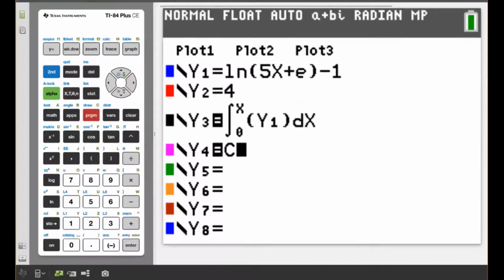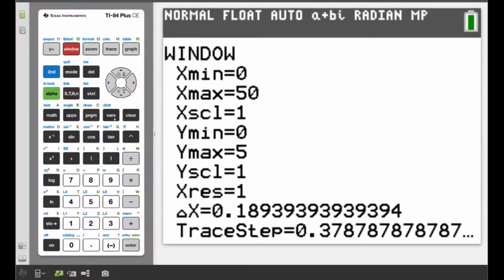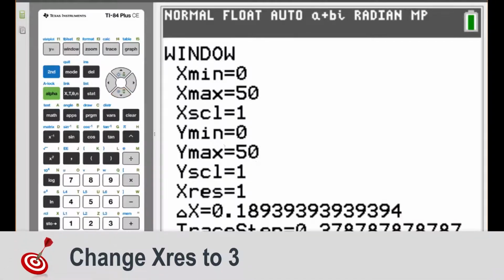Now, you are going to have to bear with me a little bit. This is a little bit slow when it comes to graphing. I'm also going to change my y max up to 50, because I know that area that we wanted to find was at about 45. So I need to take that into account on the screen. So I'm going to go to graph.